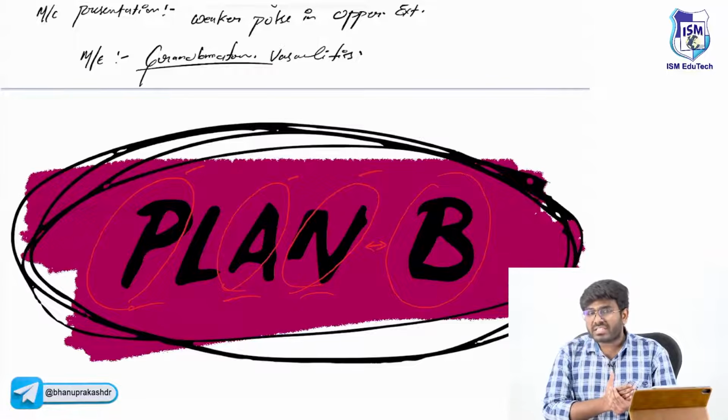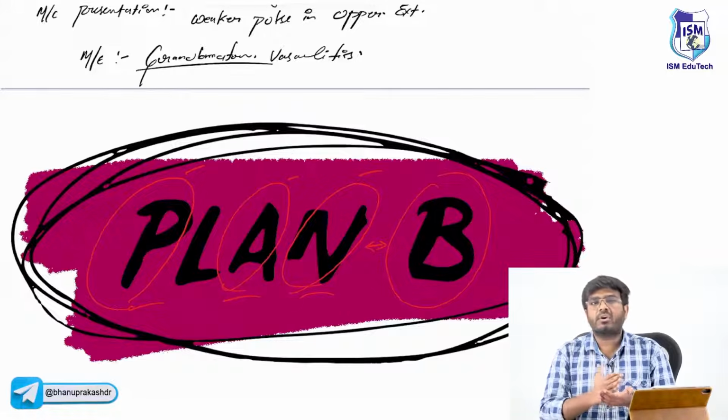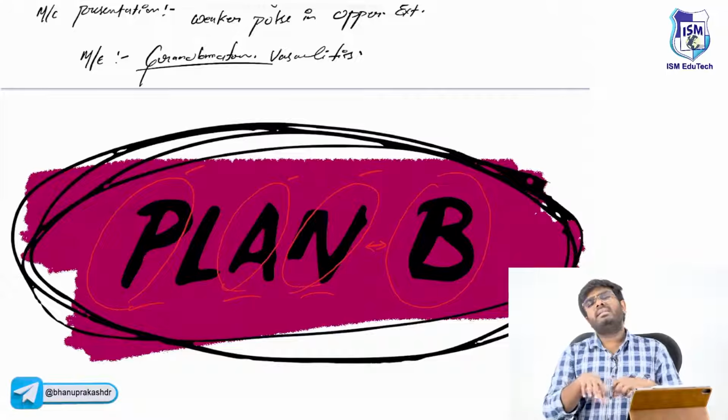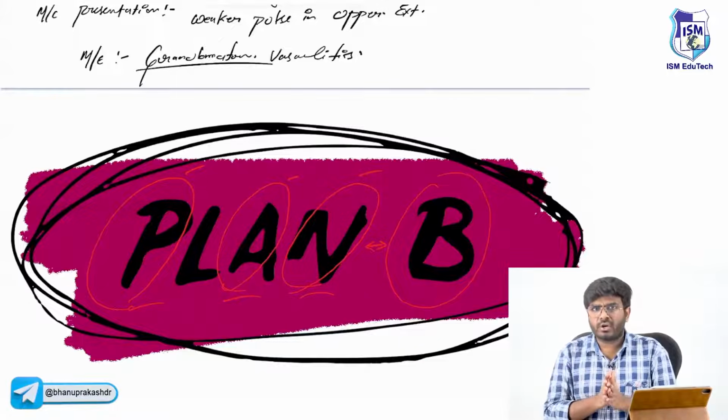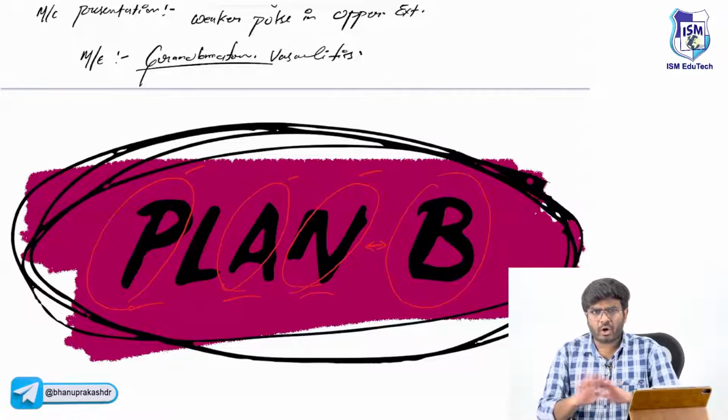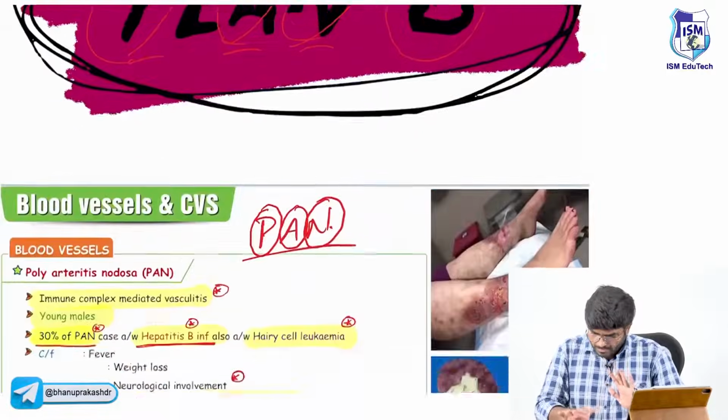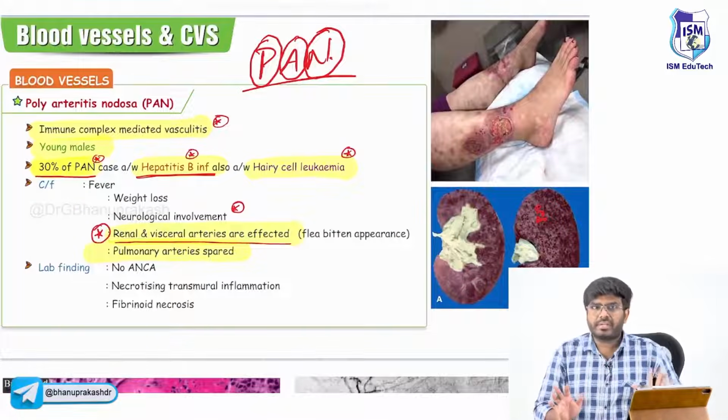Then what are the most common blood vessels involved? The most common are the kidneys. The renal arteries are most commonly involved. Because of the kidney involvement, what kind of appearance is seen? Flea-bitten appearance is seen. Usually in this condition there is no hematuria. Nephritic syndrome and hematuria are not seen. What you have is just the flea-bitten appearance of the kidneys.